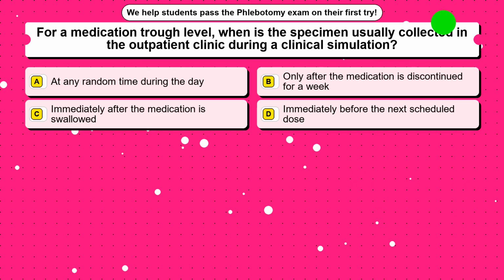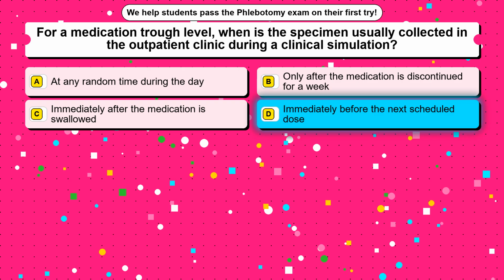Question 67. For a medication trough level, when is the specimen usually collected in the outpatient clinic during a clinical simulation? Option A. At any random time during the day. Option B. Only after the medication is discontinued for a week. Option C. Immediately after the medication is swallowed. Option D. Immediately before the next scheduled dose.